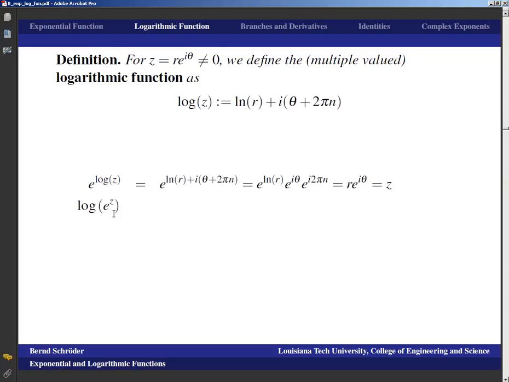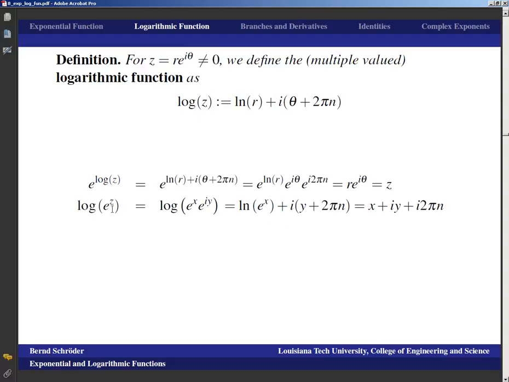However, if we stick an exponential into the logarithm function, well, now we're sticking one value into something that returns infinitely many values. So we're going to get infinitely many values out of this. And we can see here, this is the logarithm of e to the x, e to the iy. Remember, standard idea, z is x plus iy. Well, then we take the logarithm of that as specified up here. So this is ln e to the x plus i y plus 2 pi n, and that's x plus iy plus i 2 pi n.